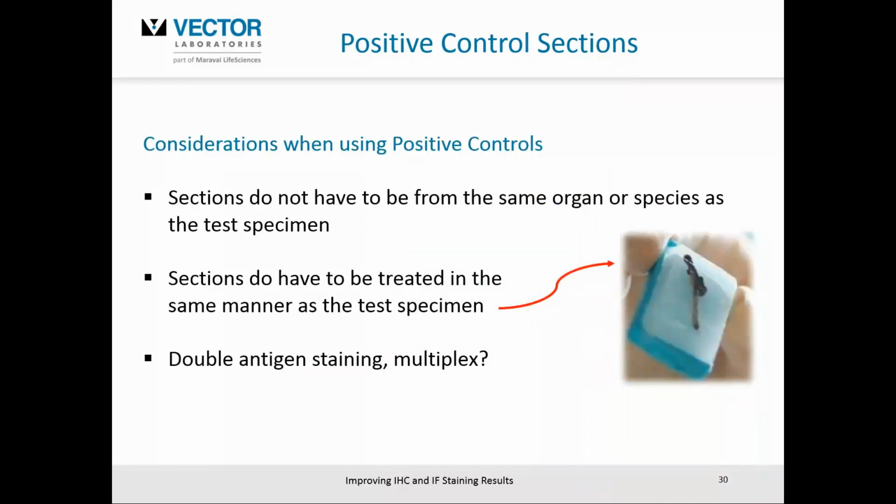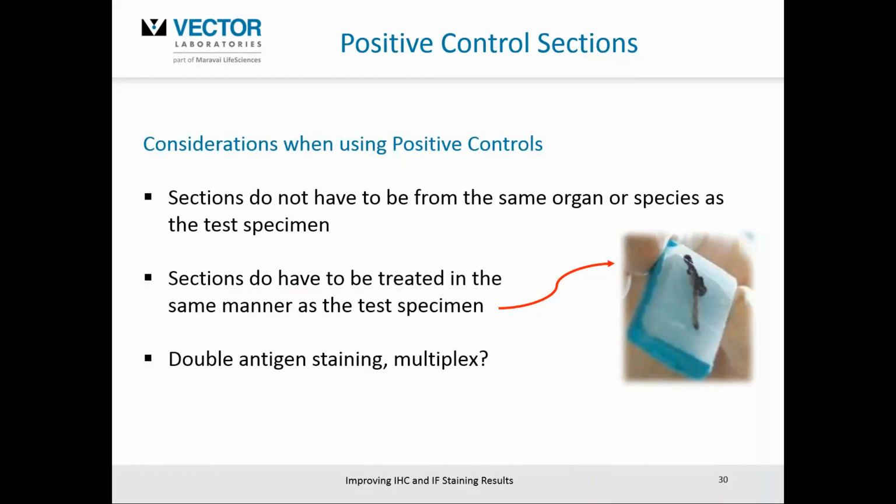Some considerations when using a positive control, though: sections do not have to be from the same organ or tissue type, or indeed even the same species as your test specimen. However, if you were going to use a different specimen or species, just make sure that the primary antibody you're using on your positive control also recognizes the material in the test specimen. And that could be an unknown for you.